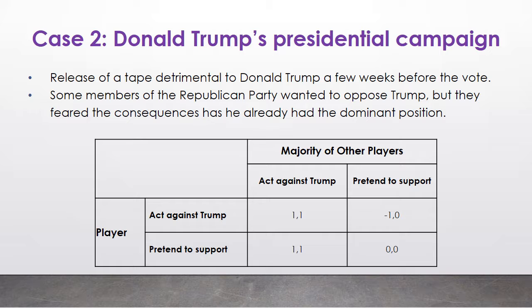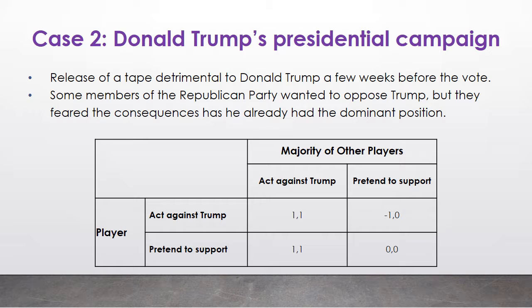First, and besides from the fights with Clinton, something happened inside the Republican Party structure. Some members wanted to oppose Trump due to the release of a tape detrimental to Donald Trump a few weeks before the vote, but they didn't take action because Trump already had the dominant position, so they are in a situation similar to the prisoner's dilemma.